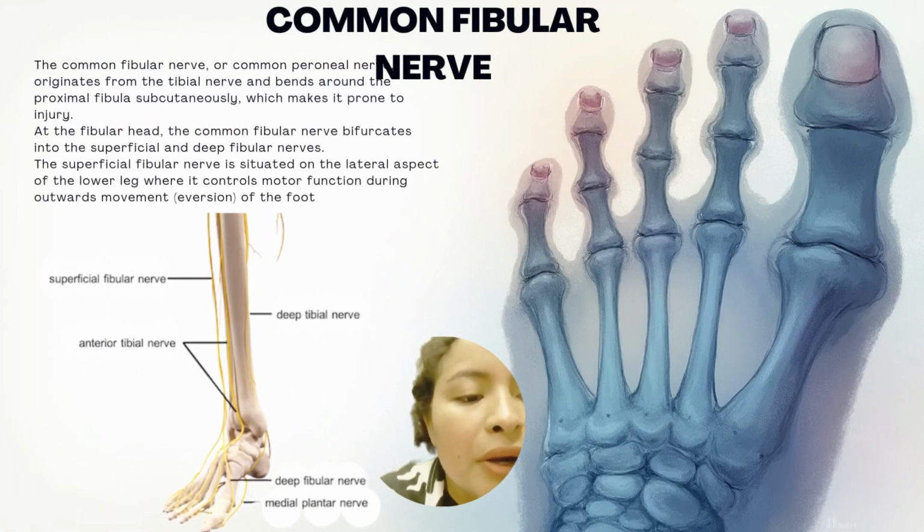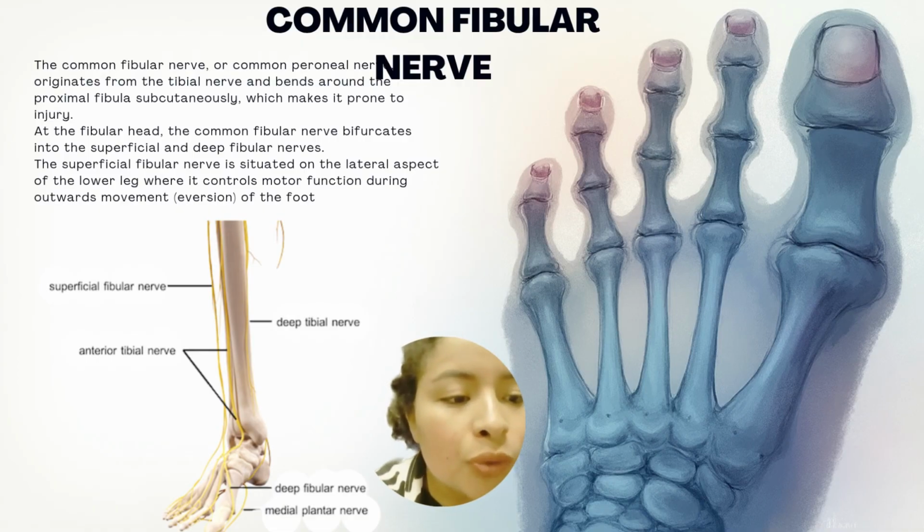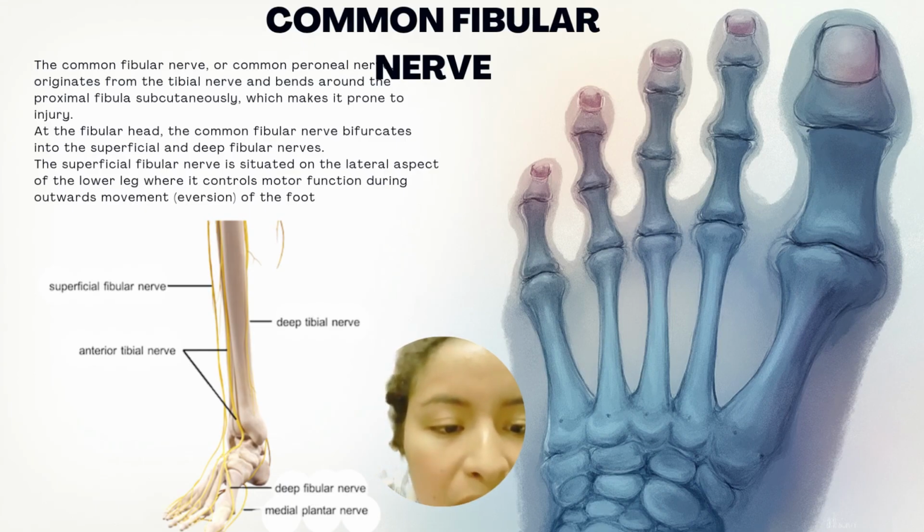Common fibular nerve. The common fibular nerve, or common peroneal nerve, originates from the sciatic nerve and bends around the proximal fibula subcutaneously, which makes it prone to injury. At the fibular head, the common fibular nerve bifurcates into the superficial and deep fibular nerves.